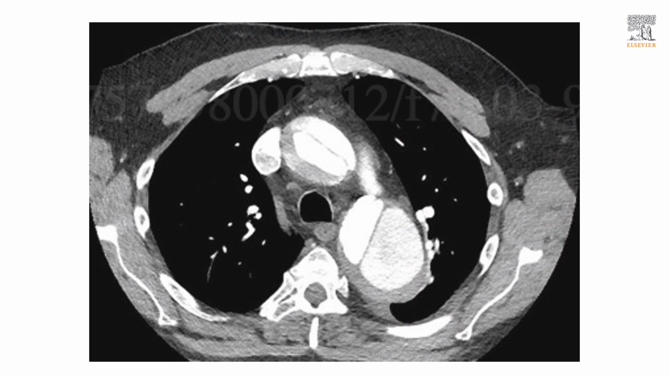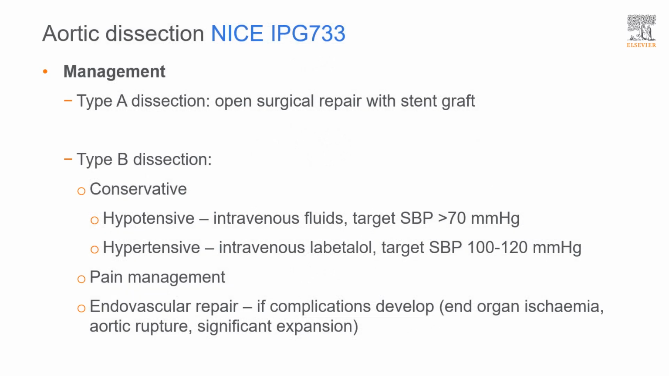CT angiography is used to diagnose aortic dissection, and here we can see clear evidence of an intimal dissection flap with aortic dilation and hematoma affecting both the central ascending aorta and the retroperitoneal descending aorta, seen over the left-hand side of the CT image. The management of aortic dissection relates to the classification of injury. Type A dissections are immediately life-threatening and are managed with emergency open surgical repair and stent grafting, which is often a hybrid case involving both cardiothoracics and vascular surgery.